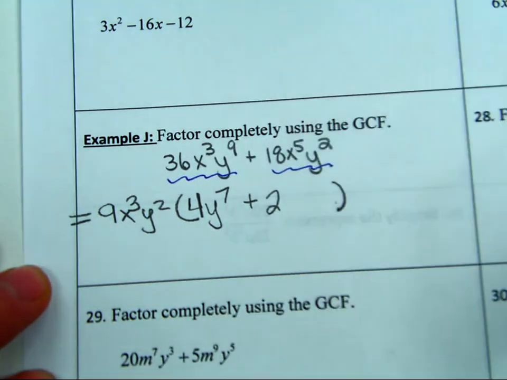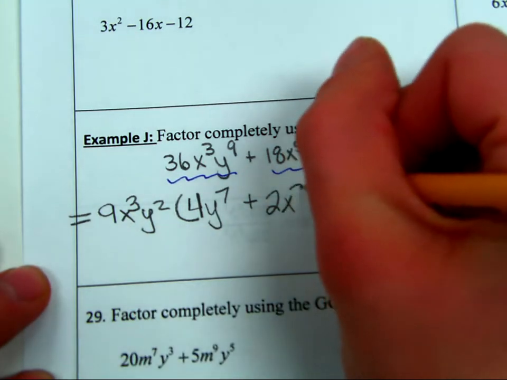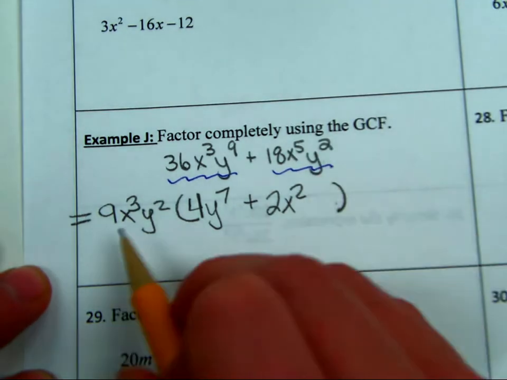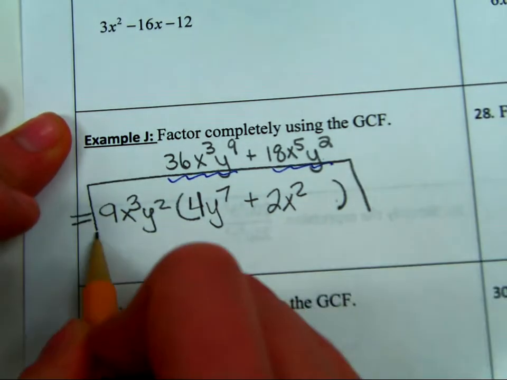Next, I like to think 9 times what gets you 18? It's 2. There were 5 x's. We took 3 out, so there's 2 left. And then there were 2 y's. We took both of them out. That's all there is. All right, that is your final answer.